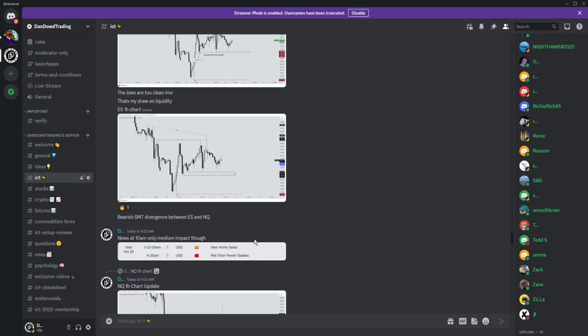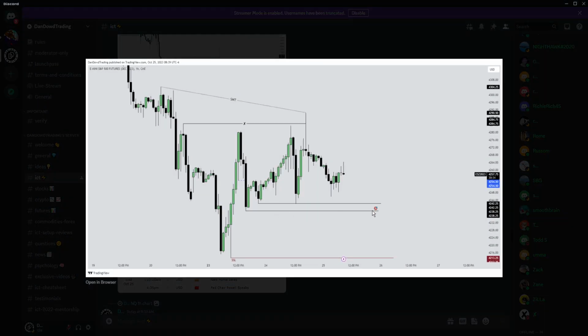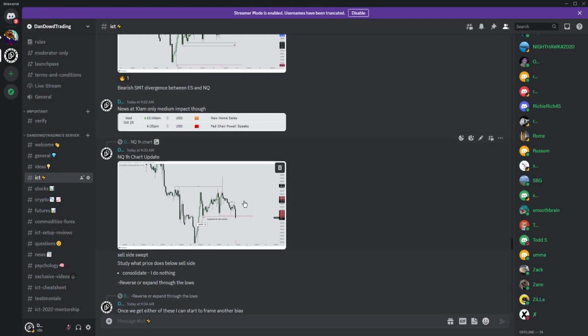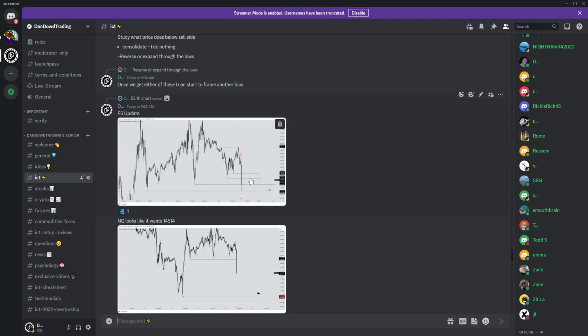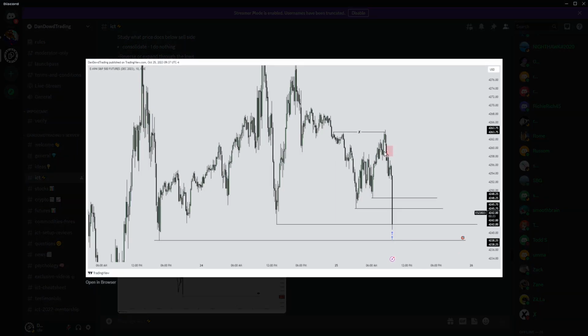Same applied to the ES chart. So I posted ES and I said this was my draw on liquidity, and I did end up taking a short trade on that. You can see in here we did present a bearish setup, and that actually ended up putting the high of the day in, and price started just expanding lower.